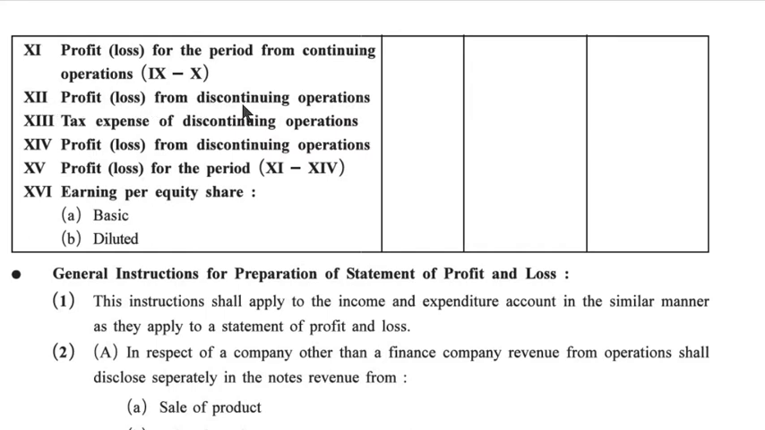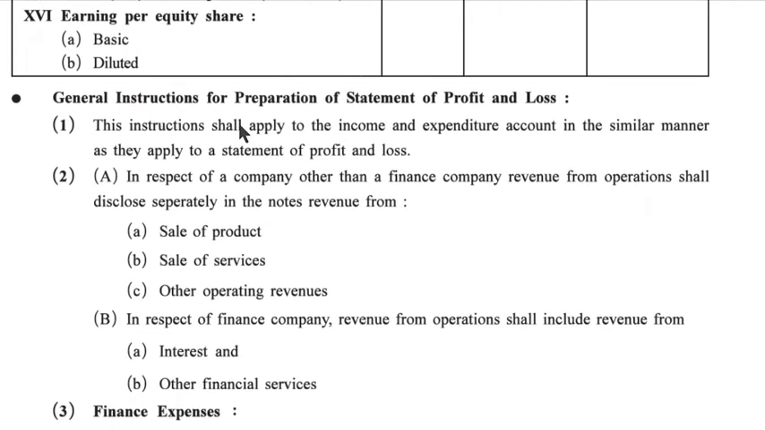Afterward, twelfth, profit or loss from discontinuing operations; 13, tax expense of discontinuing operations; 14, profit or loss from discontinuing operations; 15, profit or loss for the period, 11 minus 14; and 16, earning per equity share, basic and diluted. Now, general instructions for preparation of a statement of profit and loss.